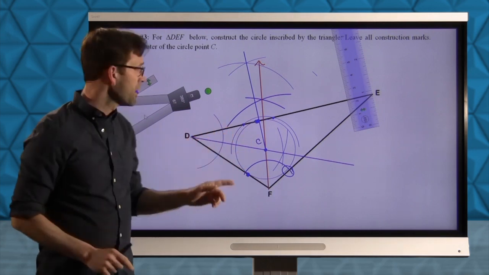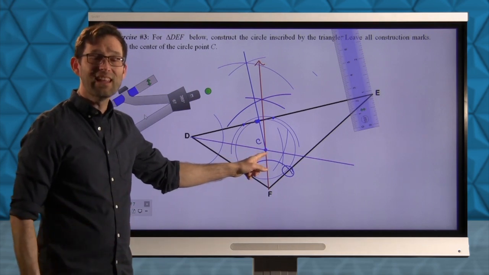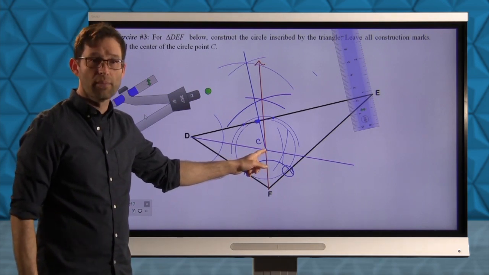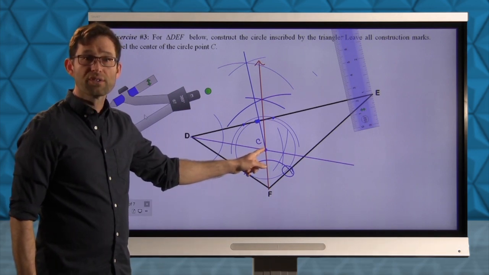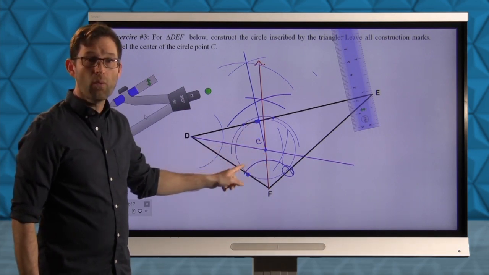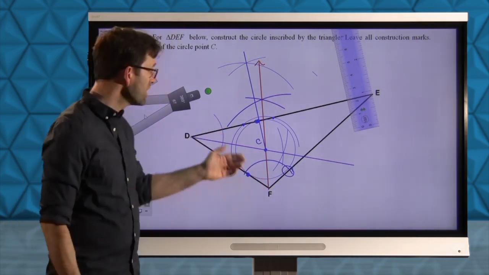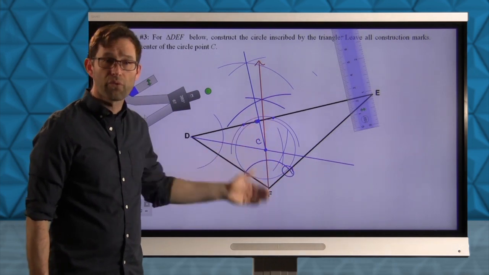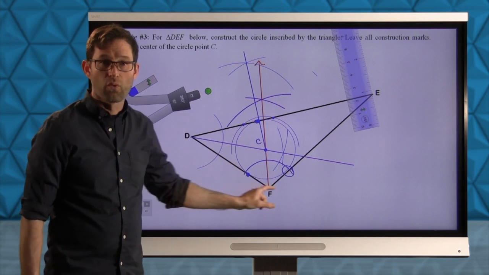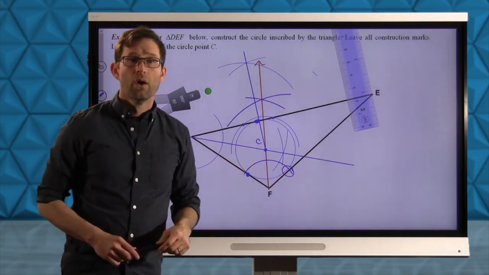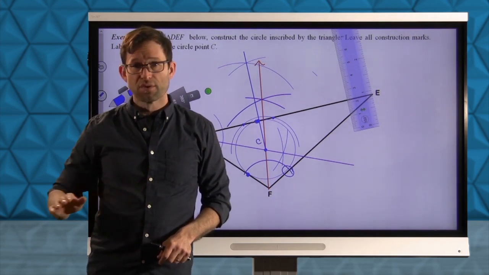Again, quite a few steps. Angle bisector, the intersection is then the in-center, the center of the inscribed circle. Then construct a perpendicular segment from that center to any one of the three sides. They'll all be the same length because the in-center is equidistant from the three sides. Then use the length of that line segment as the radius of your circle. Wow, you might have to watch the video multiple times just to get those steps down.